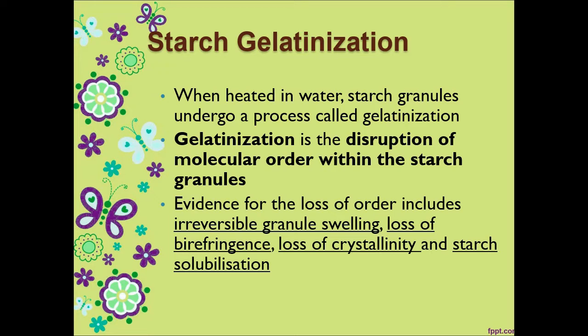This process is called gelatinization, the disruption of molecular order within the starch granule. So it is no longer in an angular or spherical or oval shape; it becomes disrupted. That is gelatinization. Now, the evidence for the loss of order includes irreversible granule swelling, meaning once it swells, it cannot go back to its natural state of the starch. Loss of birefringence, we will look into detail what birefringence is. Loss of crystallinity and starch solubilization.